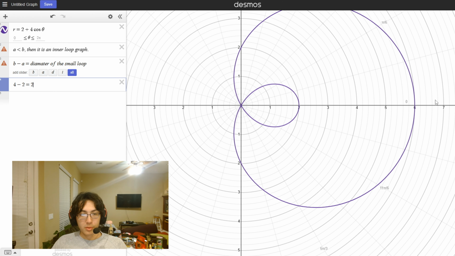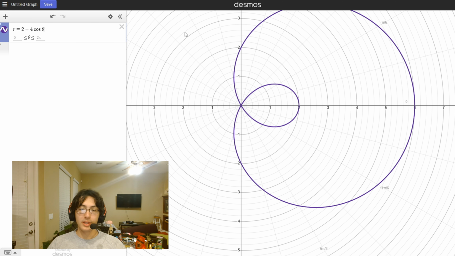Now for the big loop, you would simply do a plus b. So a plus b in this case would equal 6. That's why the diameter of the big loop is 6. Along with the cardioid, let's go write that down real quick on the Word document.